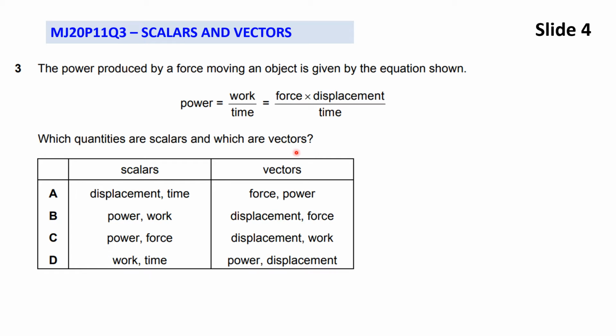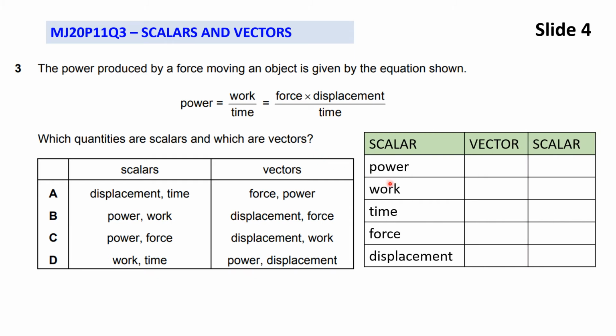First example about a scalar and vector from past paper 1 exam. The power produced by a force moving an object is given by the equation shown. Power is work over time, and work formula is force times displacement. Which quantities are scalars and which are vectors?